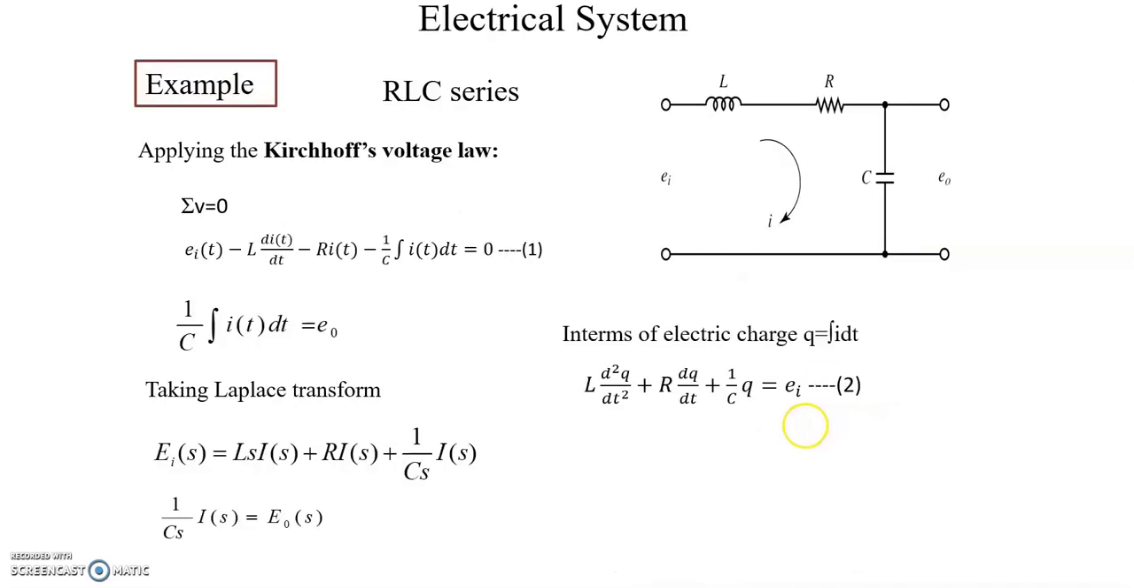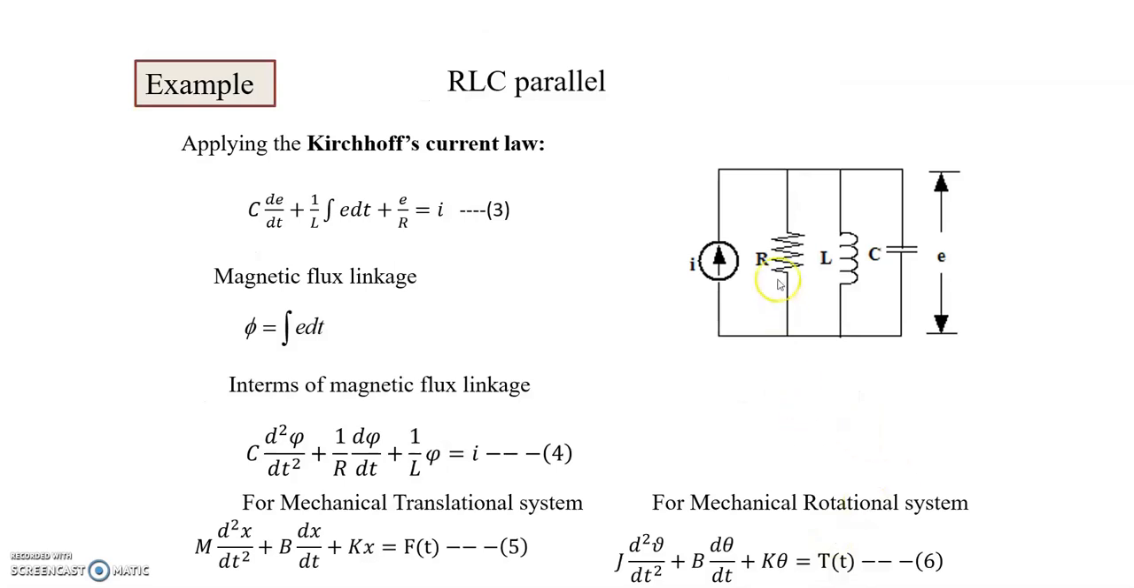Next, similarly for the RLC parallel circuit. In the previous case RLC were in series; now the RLC are in parallel. Here the current flowing is i and the output is voltage. Applying Kirchhoff's current law, the algebraic sum of currents meeting at a junction is 0. So C dE/dt plus 1/L integral of E dt plus E/R is equal to i. This is equation number 3.